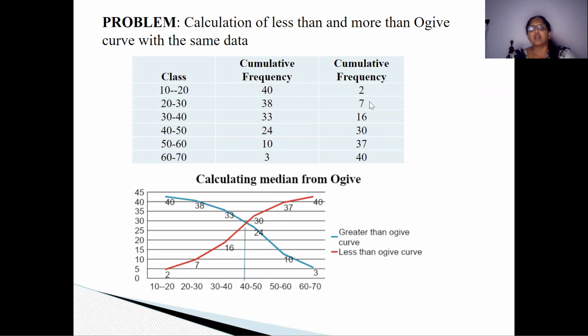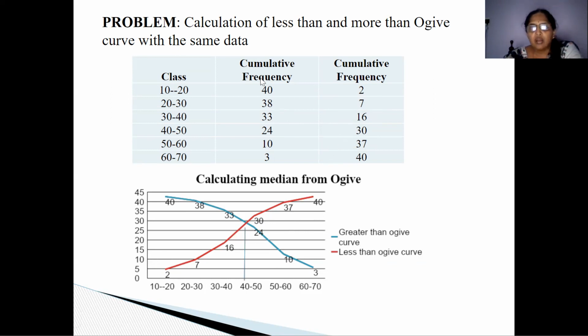And then the less than ogive here. We come this way: 2 plus 7. What is the difference? 40 plus 38 minus 2, that is 2, and then this minus this one. In this way we get the 7, that is 40 minus 33, 7, and 40 minus 20, that is 16. Like that, we get the cumulative frequency for the less than as well as the more than. How can we construct it? This is the greater than or more than ogive curve, and this is the less than ogive curve.